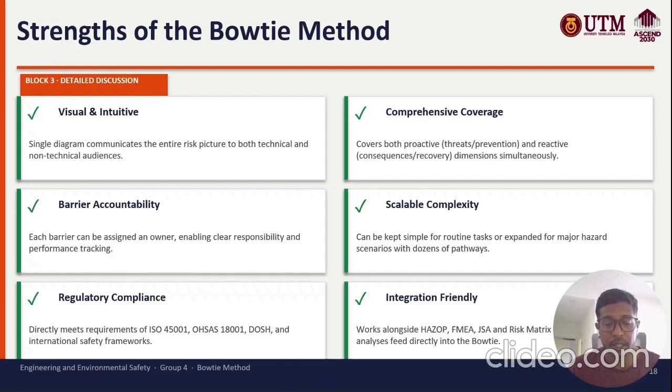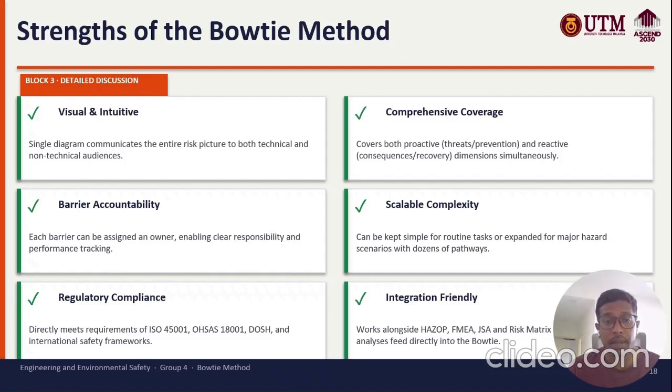Secondly, comprehensive coverage. Unlike fault tree, which only looks at causes, or event tree, which looks at consequences, bow tie shows both simultaneously. So you see the full picture in one place. The left side shows how things go wrong, and the right side shows what happens if they do. Third, barrier accountability. Every single barrier on the diagram can be assigned to a specific person or team. This is powerful because it moves safety from a general responsibility to an individual one. Someone owns each barrier, and that ownership can be tracked and audited.